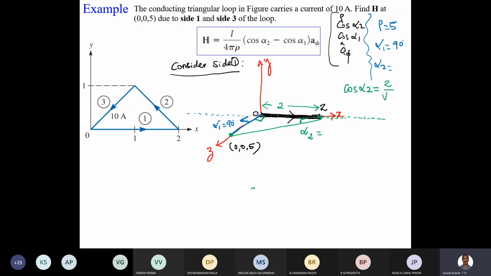Over square root of, so what is this length? This solid green line. So this is square root of 2 square plus this length. What is this length? This length is 5. So it is 5 square, which is equal to square root of 29. Okay. 2 over square root of 29.